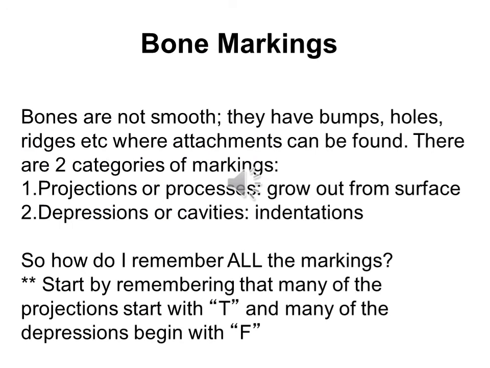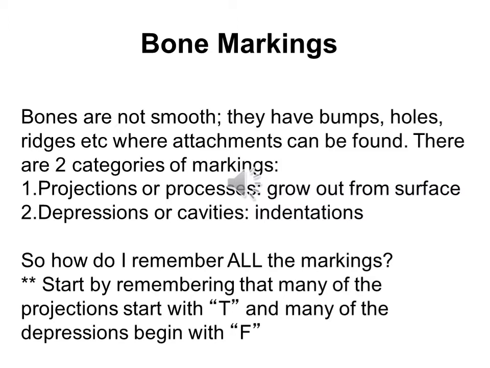So we've now seen compact bone, spongy bone, right? General anatomy of a long bone, microscopic anatomy of compact bone. And all of these bones of the skeletal system have all sorts of bumps, holes, and ridges, which are all places for attachments. Bones are not smooth, they're very busy, and we have kind of two categories of markings.